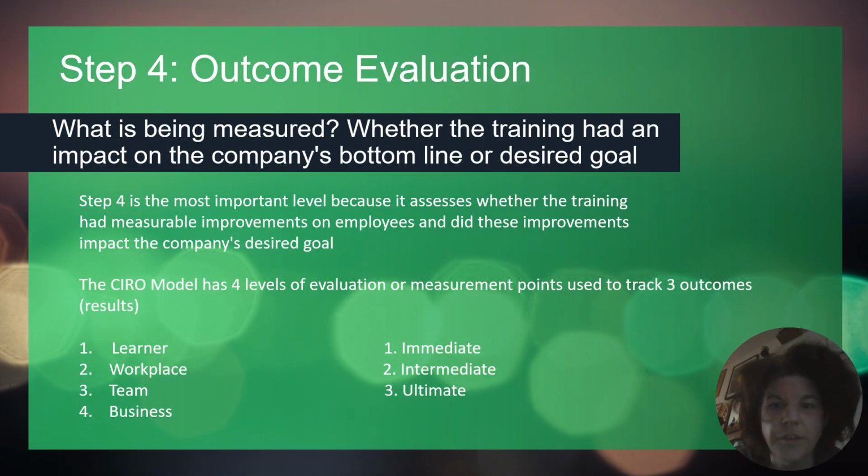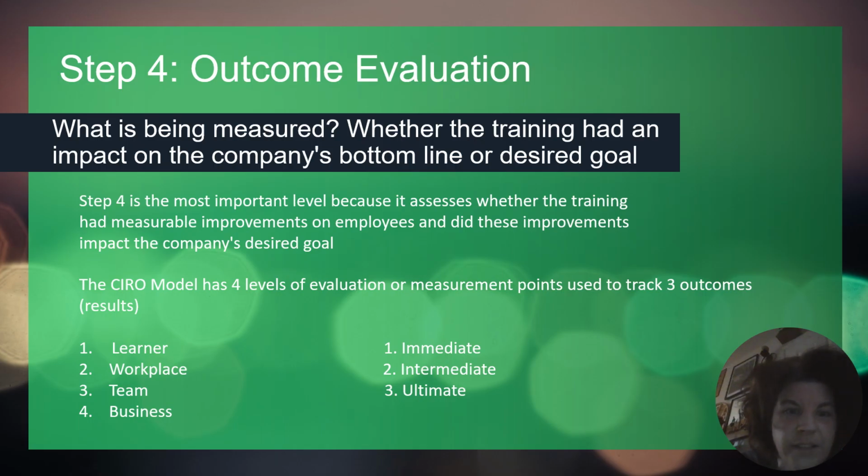This is going over step 4 of the serial model. Step 4 is the outcome evaluation portion of this evaluation model. What is being measured? Whether the training had an impact on the company's bottom line or the desired goal is what our goal is when we approach step 4. Step 4 is the most important level because it assesses whether the training had measurable improvements on employees, and did these improvements impact the company's desired goal.